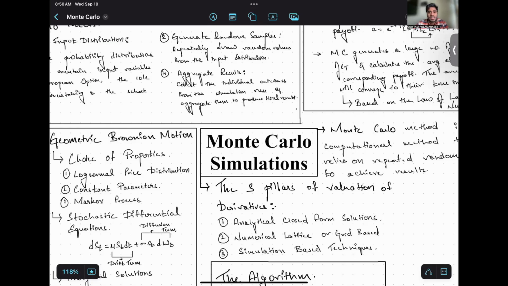In today's video, let's discuss the fundamentals of Monte Carlo simulation. The valuation of financial derivatives is a cornerstone of modern quantitative finance. Broadly, the methodologies for pricing these instruments can be categorized into three pillars: analytical closed-form solutions, numerical lattice or grid-based methods, and simulation-based techniques. Analytical models, exemplified by the celebrated Black-Scholes-Merton formula, offer elegance and computational speed.